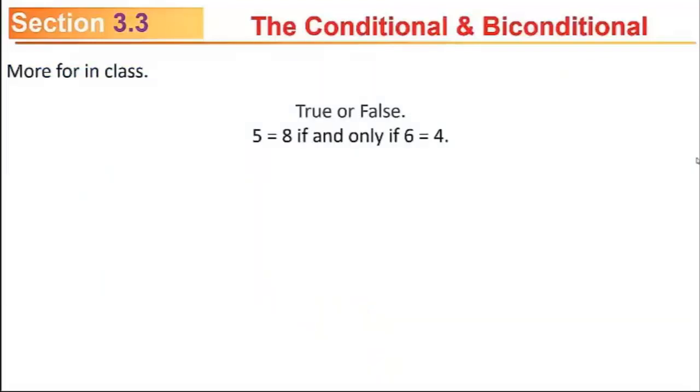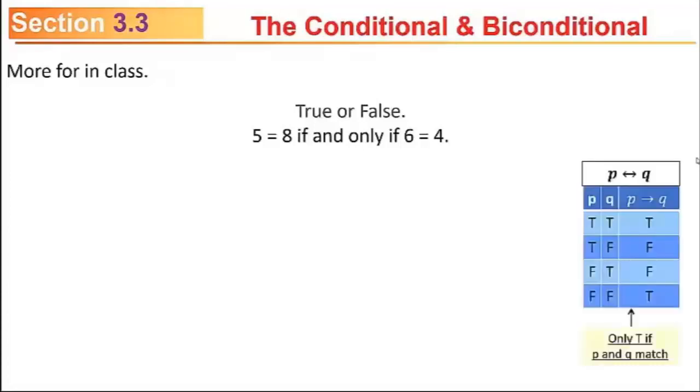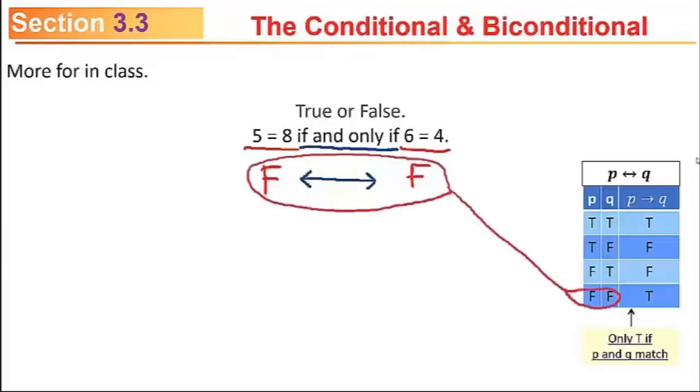Let's practice a few more things. Is this true or false? 5 equals 8 if and only if 6 is equal to 4. Remember, this is an if and only if, which is the biconditional. It's only true if they match. If you go back up and look at this statement, 5 equals 8 is false, 6 equals 4 is false, and the if and only if is the double headed arrow, and they do match, so the statement would be true.